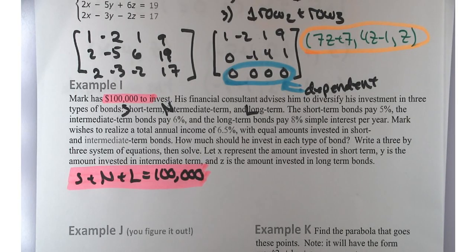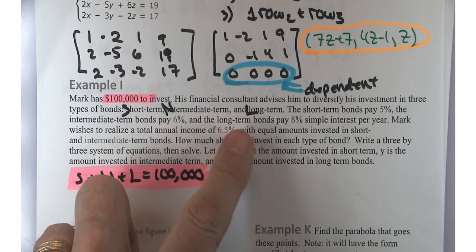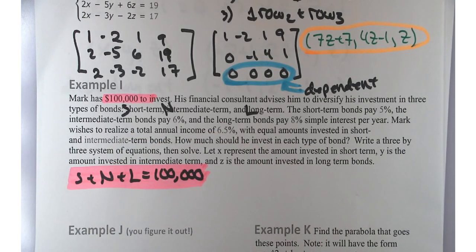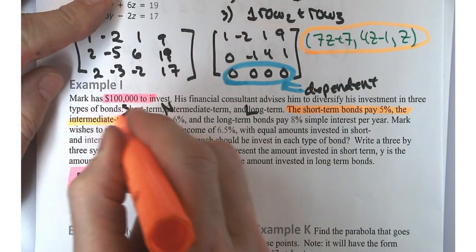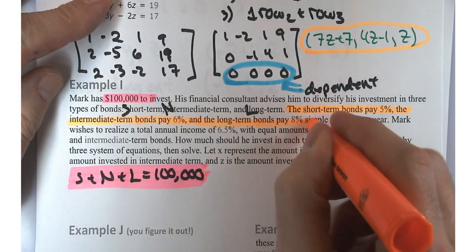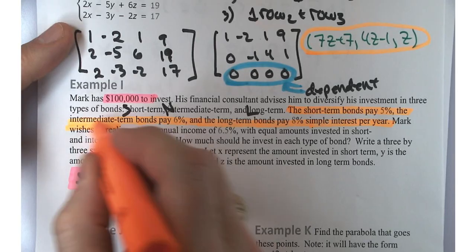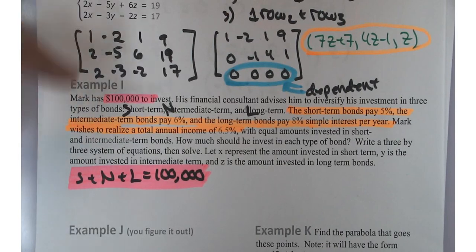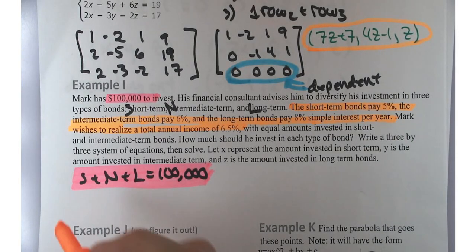The short-term bonds pay 5%, the intermediate pays 6%, and the long-term pay 8%. Mark wishes to realize total annual income of 6.5%. Okay, so that's another equation right here. So how much money is he getting? Well, 5% of whatever you invest here, that's going to be coming back to in terms of income.